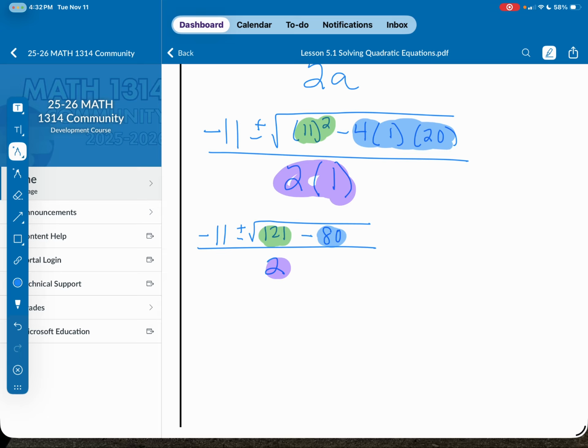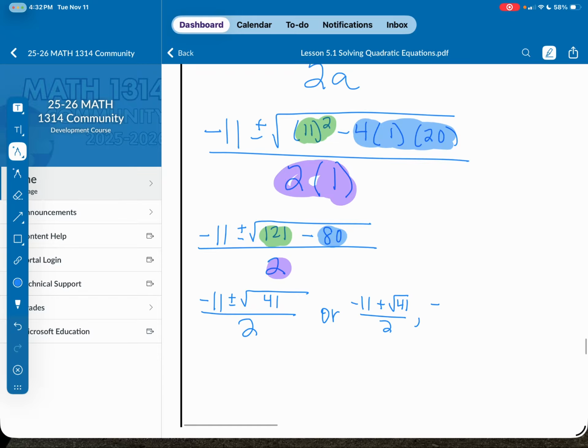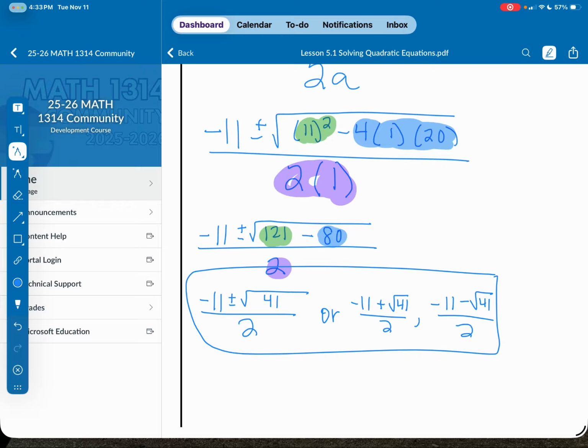Now I can simplify it a little bit more. So I would say negative 11 plus or minus the square root of 121 minus 80, which is 41, all over 2. And she will accept this answer, or she'll accept negative 11 plus the square root of 41 over 2, comma, and another answer, because we're splitting up the plus and the minus. So negative 11 minus the square root of 41 over 2, okay? So either one of those answers is correct.